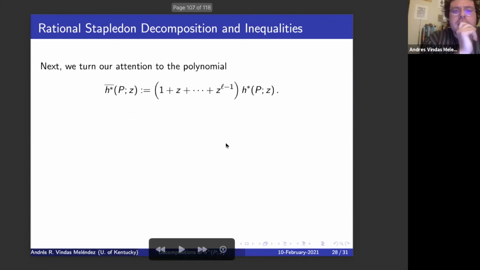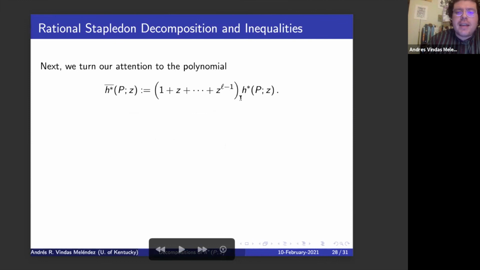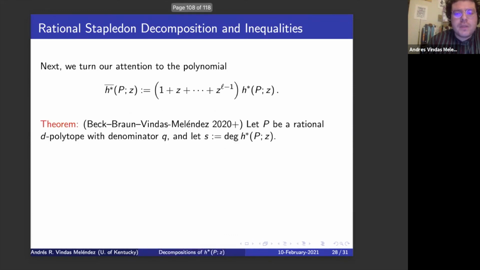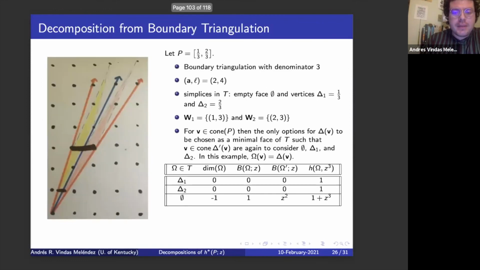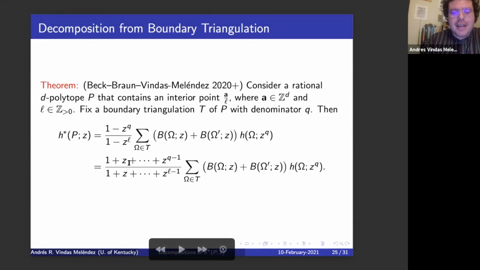So I want to turn our attention to this polynomial, which I call H star bar, which is taking the H star polynomial and multiplying it by 1 plus z plus all the way to z to the L minus 1, okay? And again, we had that definition of, let me move back here. All I'm doing is essentially moving this denominator, I highlighted the whole thing, to this side, and I'm calling that H star bar, okay?